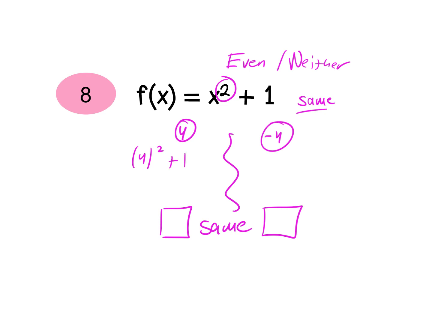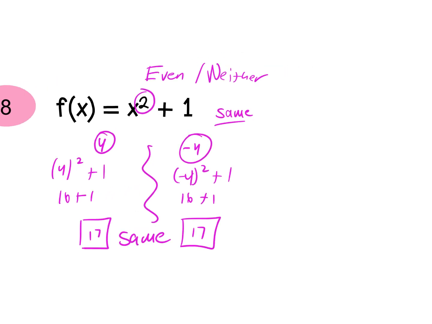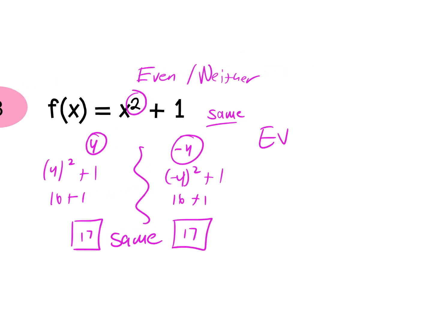4 squared is 16 plus 1 is 17, right? Over here, I'm going to plug in negative 4. Negative 4 squared is 16 plus 1 is 17. Are those two answers the same? Yes. So then I just proved that this function is even.